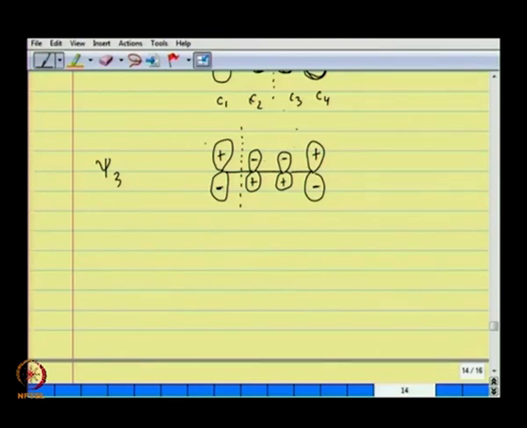The probabilities are of course the squares of them, so we do not need to worry about the probabilities. Probabilities will never become negative, okay. So you have two nodal planes, okay, psi 3, this is psi 3, psi 4.